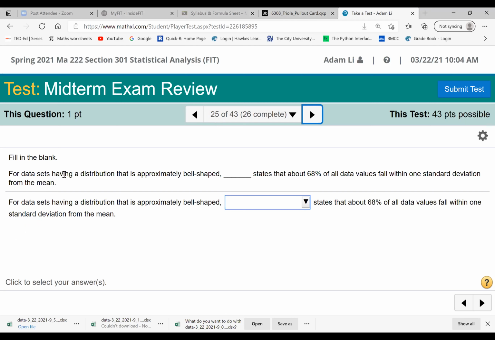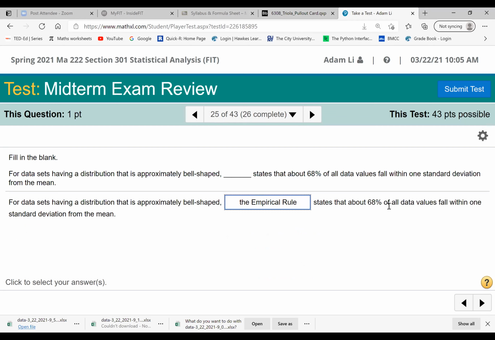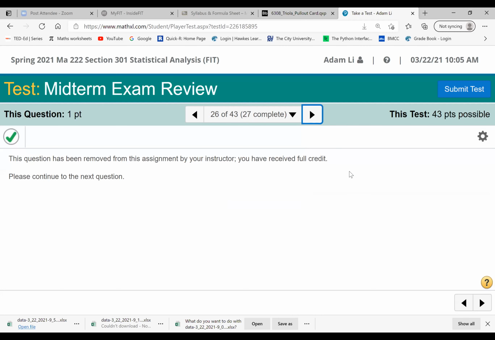And 25, for data sets having a distribution that's approximately bell-shaped, meaning normal distribution, the empirical rule states that about 68% of all data values fall within one standard deviation of the mean. Then 95% fall within two standard deviations of the mean. That comes from the empirical rules. That's question 25.